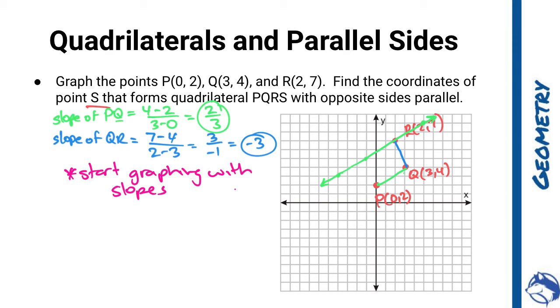I'm going to do the same thing with my blue one. So it has to be on the opposite side of the other blue one. And it's a negative 3 slope, which is down 3 to the right 1. Or I could go up 3 to the right 1. Up 3 to the right 1. And I'm going to connect this and make another line.